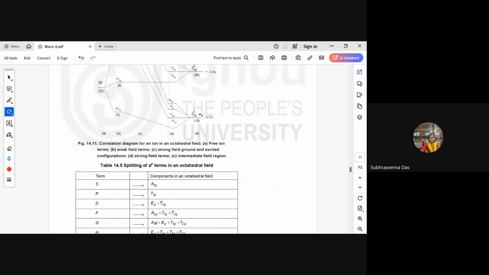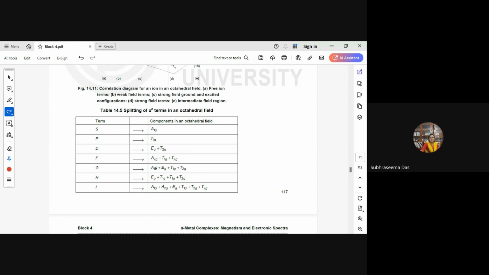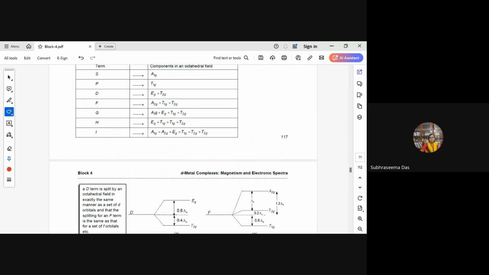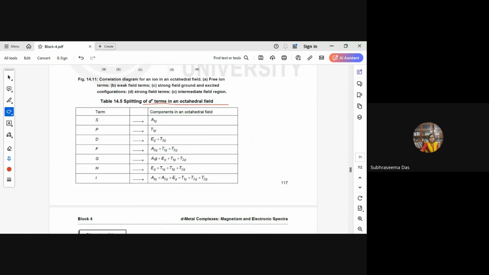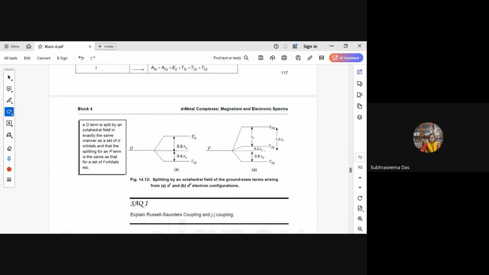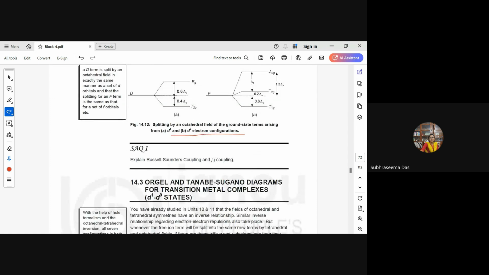This is the correlation diagram for an ion in an octahedral field. In table 14.5, the splitting of dn terms in an octahedral field is shown, and the terms have been listed here. In figure 14.12, the splitting in an octahedral field of the ground state terms arising from d1 and d2 electronic configurations has been shown.